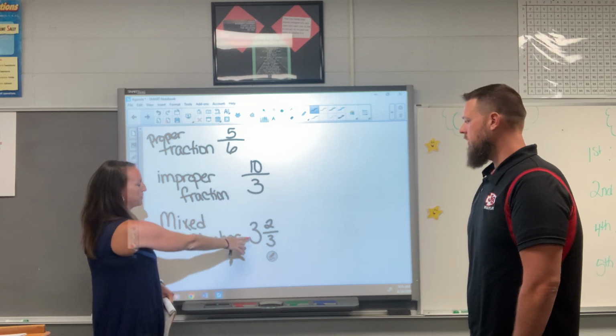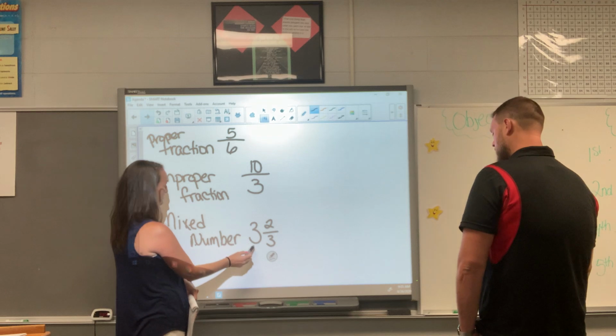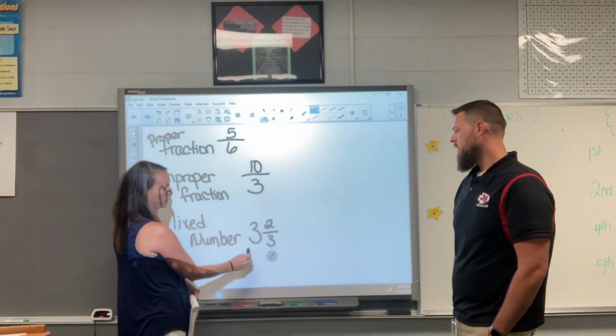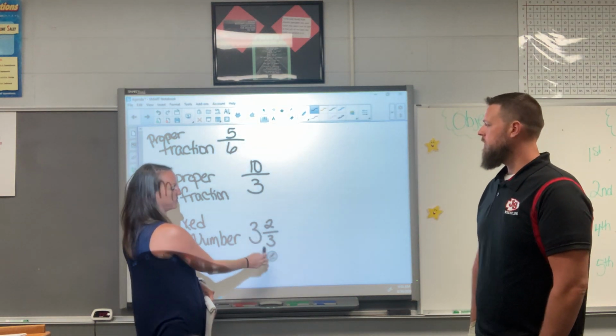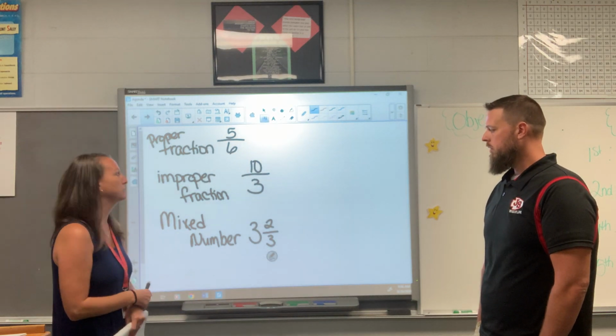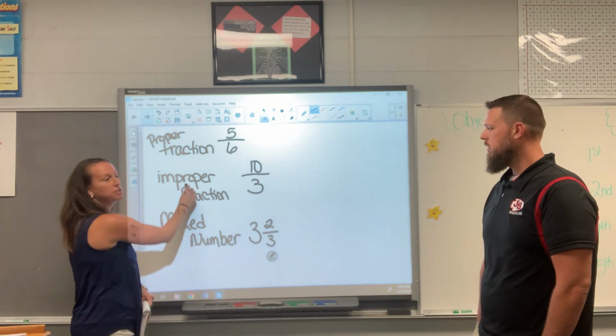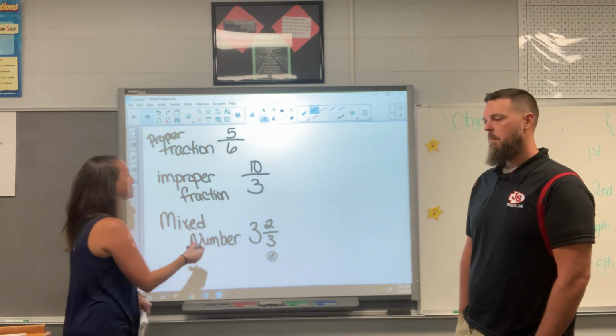And then your mixed number is exactly what it says. It's a mix of a whole number and a fraction. So 3 is my whole number and 2/3 would be my fractional part. Okay, so hopefully that's a review that I think we covered in probably 4th or 5th grade. But you've got to know those words to know what they want you to do.